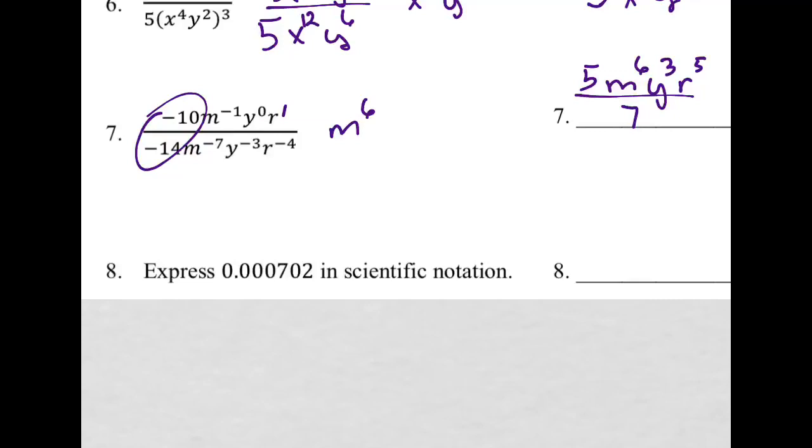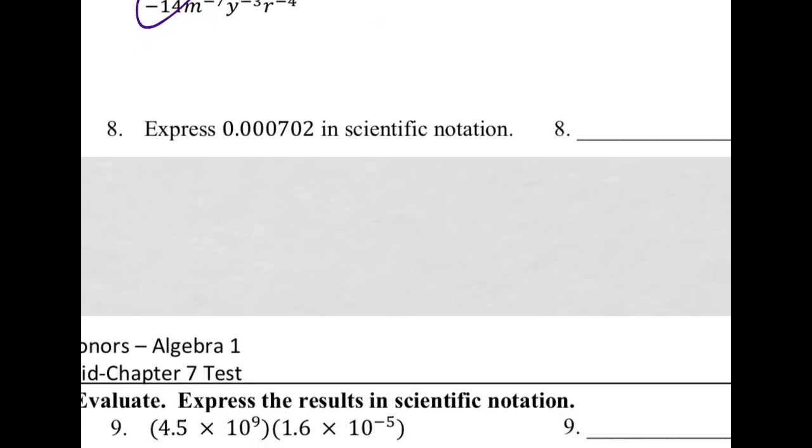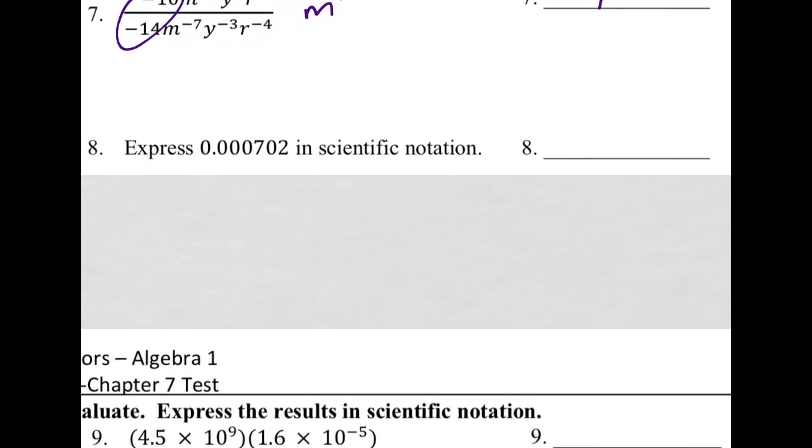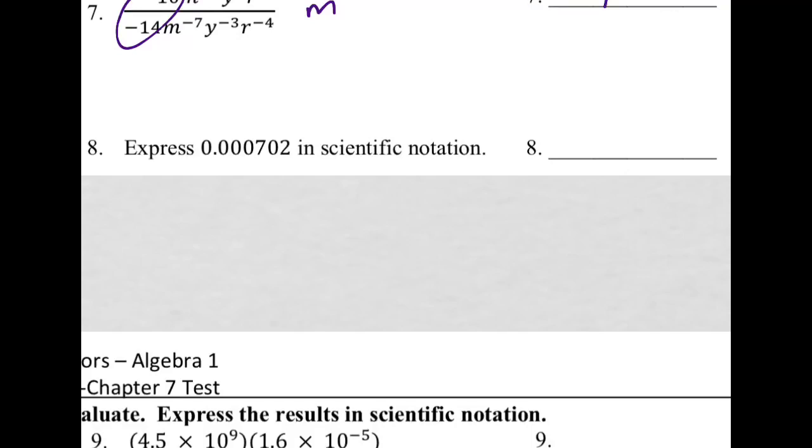Okay, number 8, scientific notation. So scientific notation tells me that I can only have one non-zero digit to the left of my decimal. So my answer is going to need a decimal right there to the right of the 7, with a 0 and 2 there. It's going to be times 10 to some power.